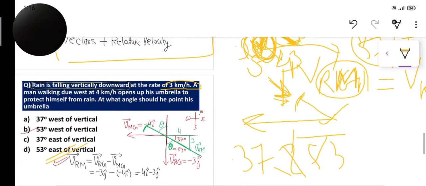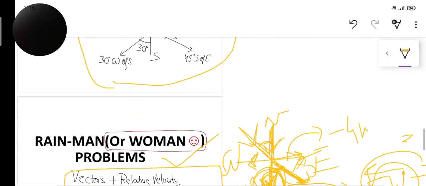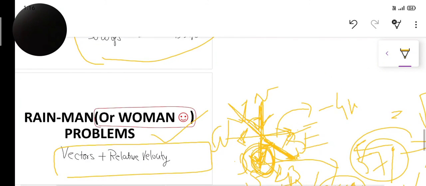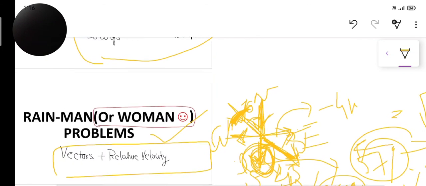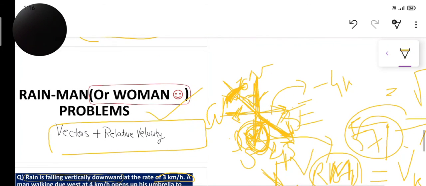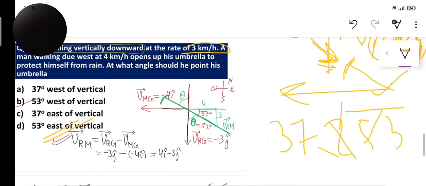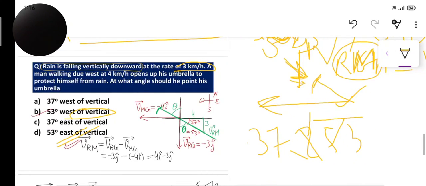Actually, the main answer is this, that's why I'm taking this angle also. Now this is like this. Actually, the rain is coming like this, but the umbrella is like this. So it is 53 degrees west of vertical. Okay, west of vertical. So that's why west of vertical.